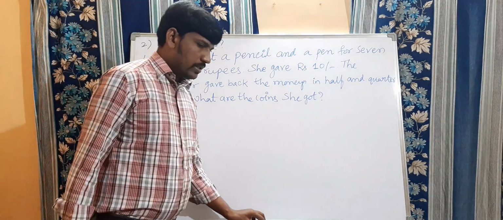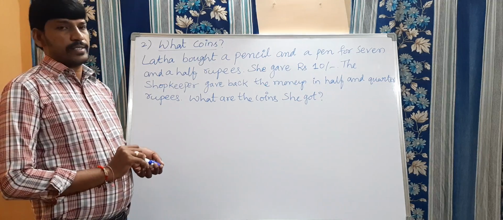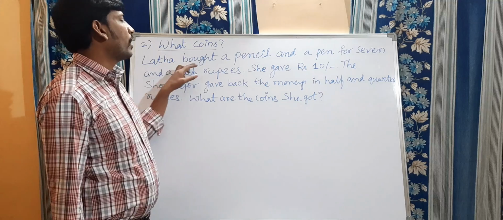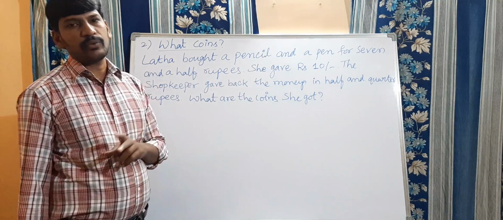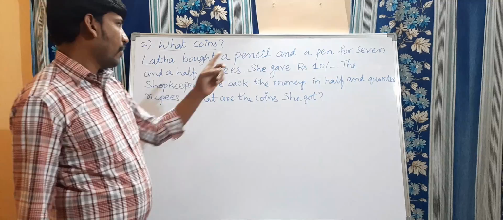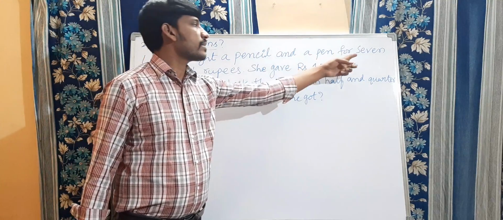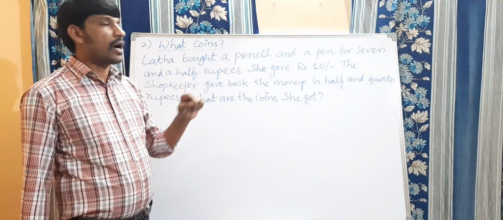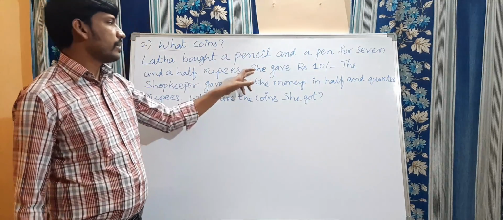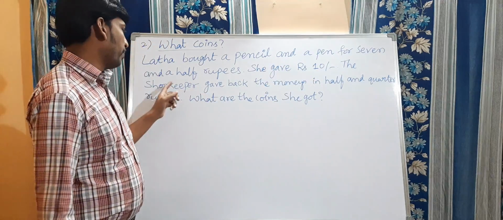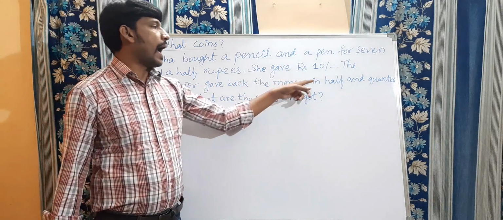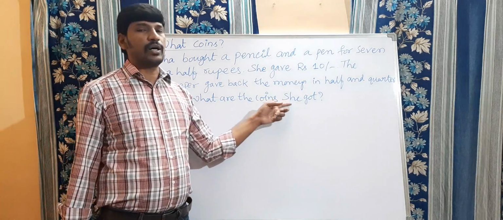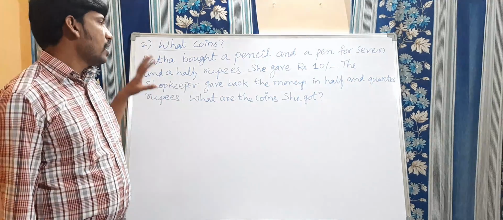Now, children, see this here. Second question. I am going to read the question. Listen carefully. Lata bought a pencil and a pen for 7.5 rupees. She gave 10 rupees to the shopkeeper and got the money back in half and quarter rupees. What are the coins she got? Did you understand the question?